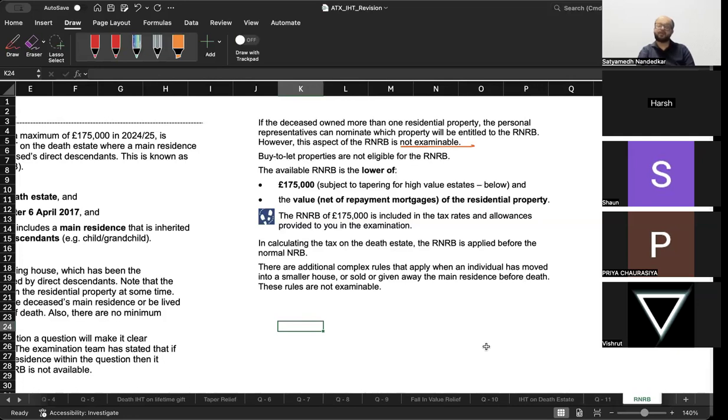So RNRB is the lower of 175, which is the official amount, or value net of the repayment mortgages। So if you have a property worth 2 lakh and you have a loan outstanding of 1,60,000, then the amount of RNRB will not be 175, it will be 2 lakh minus 1,60,000, जो भी amount आएगा, that will be the amount of RNRB that you will get.